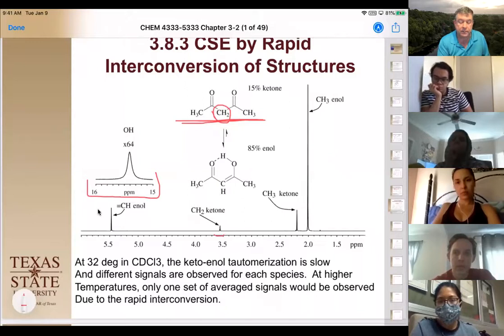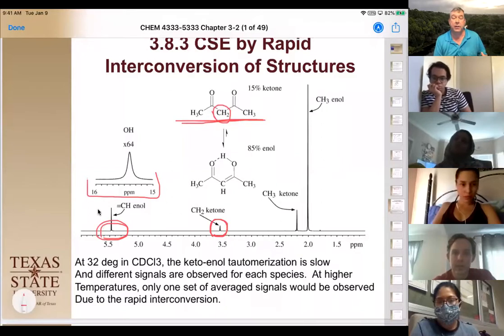And so we should get a singlet peak for that right here. However, in the enol form, we lose that sp3 hybridization. It turns into sp2 hybridization. And now we have it shifting up here into where we expect alkene hydrogens to be.